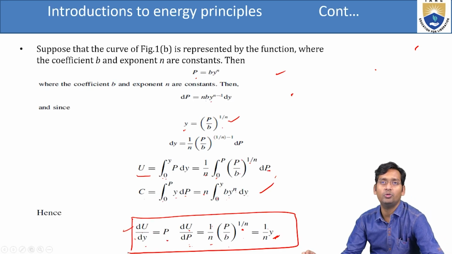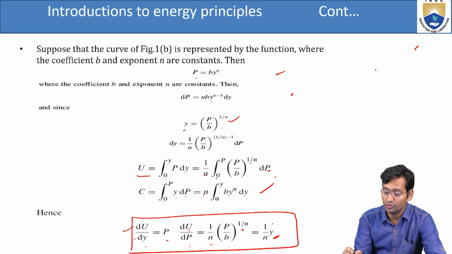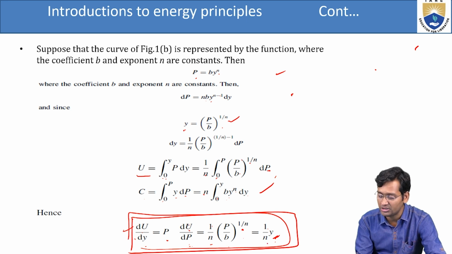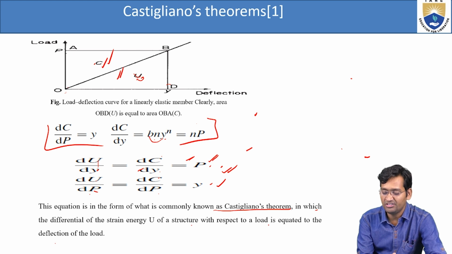Right. Here, according to Castigliano's theorem, it is valid only for linear elastic property materials, and in that case n will be equal to 1. So put n equals 1 wherever the equation is there. After putting n equals 1, what you will get? dU by dP is equal to y, dU by dy is P there. So wherever n is there, dC by dy is nP. So putting n equals 1, dC by dy is P, and dC by dP is y.